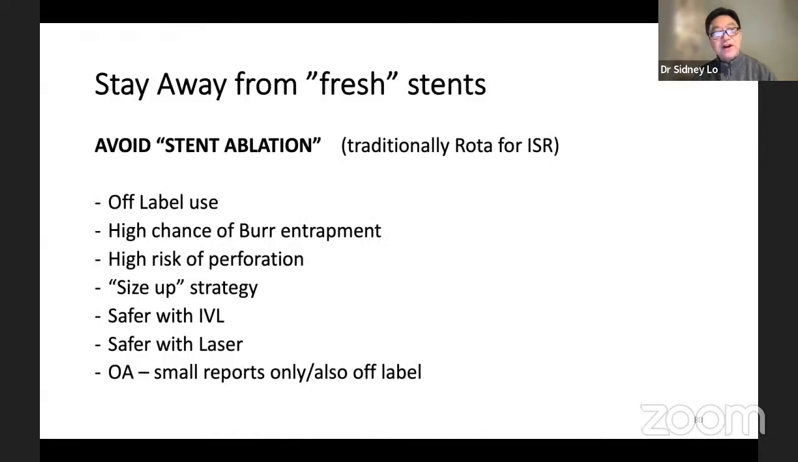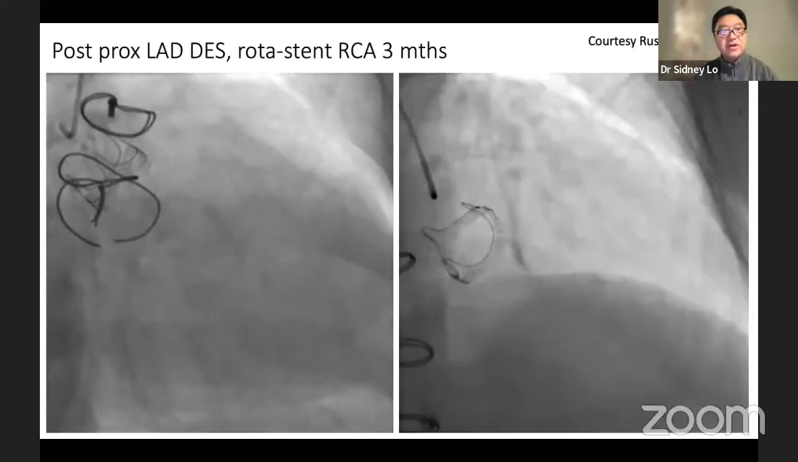Patient had to go to surgery. So we really advise everyone to stay away from fresh stents. In the old days, we did stent ablation for in-stent restenosis and thought it was a good way of teaching fellows to do rotational atherectomy. It's off-label use if you want to actually cut the stents. It's a high chance of burr entrapment, high risk of perforation. And of course, we need to size up if you really want to do that. You cut the stent again with a bigger burr. It's probably safer with lithotripsy, laser, and perhaps orbital atherectomy, although also off-label.